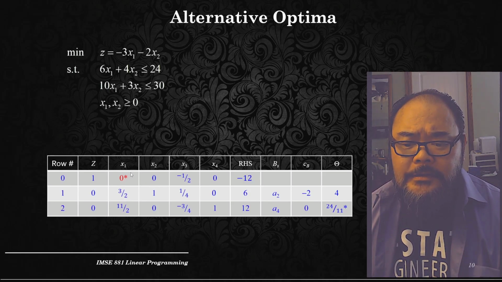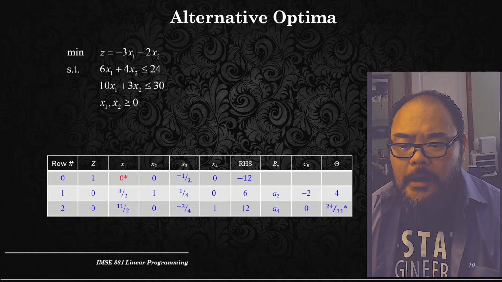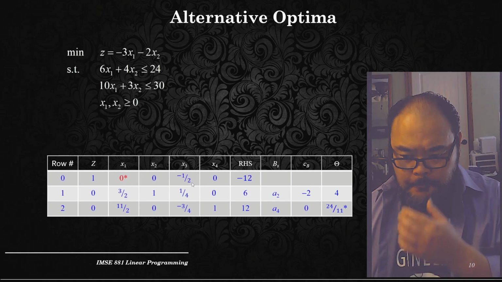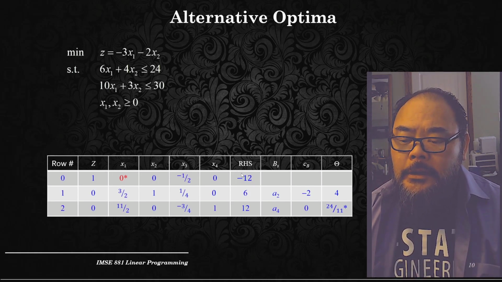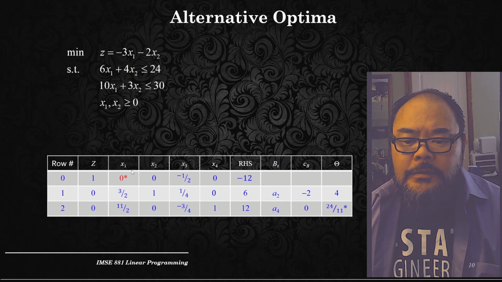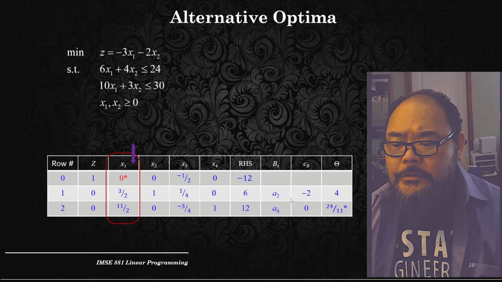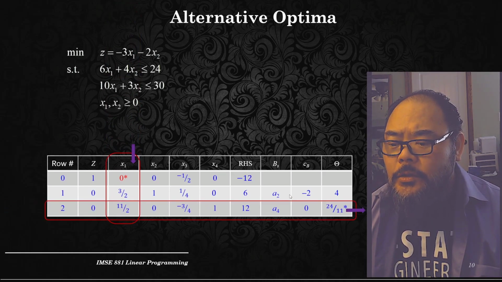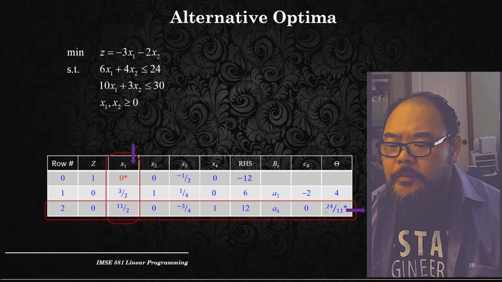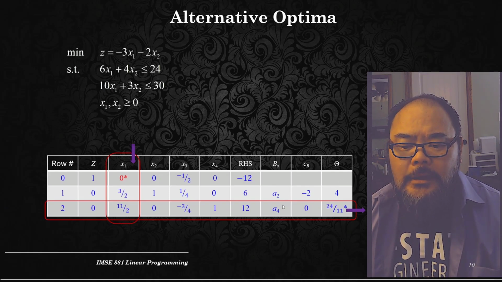We see that the zj minus cj row has 0 for x1, and the entry corresponding to x3, z3 minus c3, equals negative one half. The current objective function is negative 12. There is a possibility to enter x1, and x4 will be the leaving variable based on the minimum ratio test in the last column.